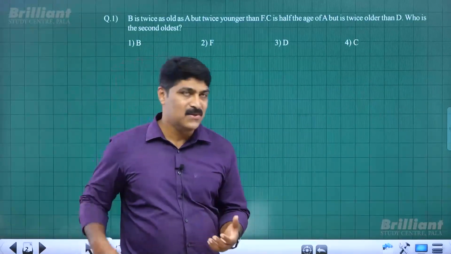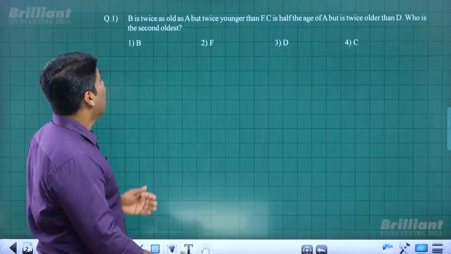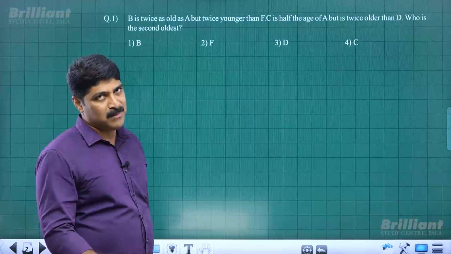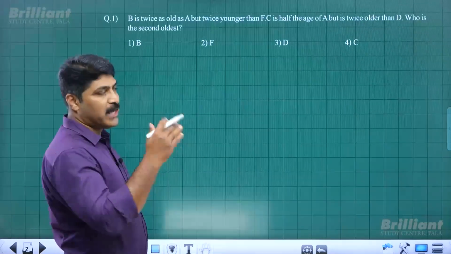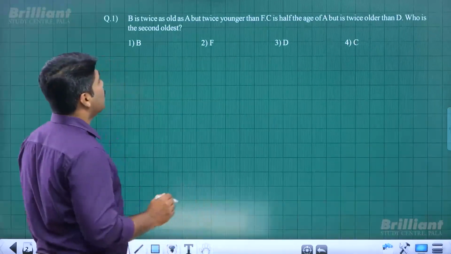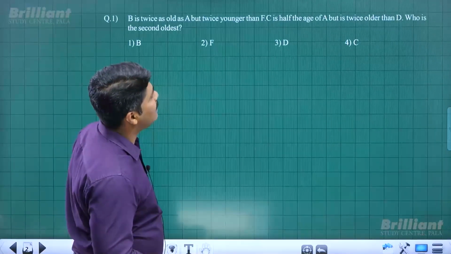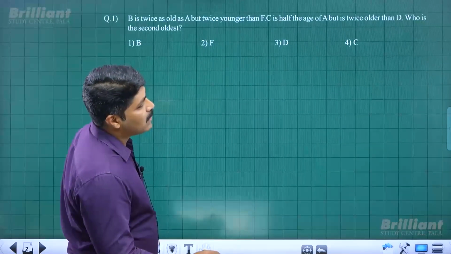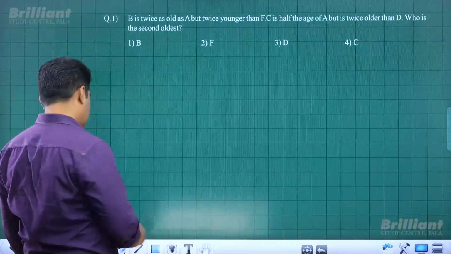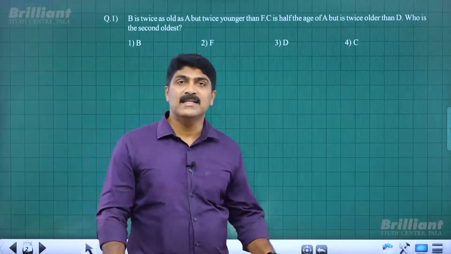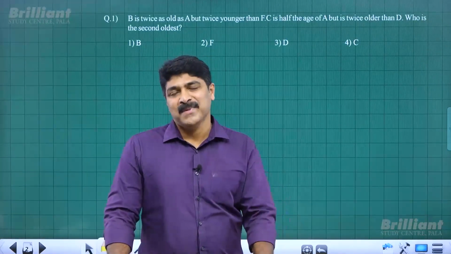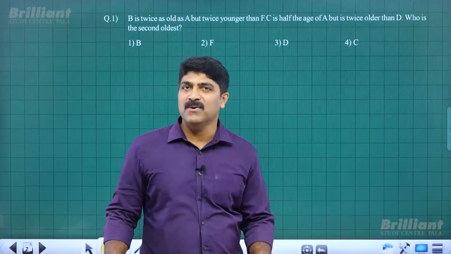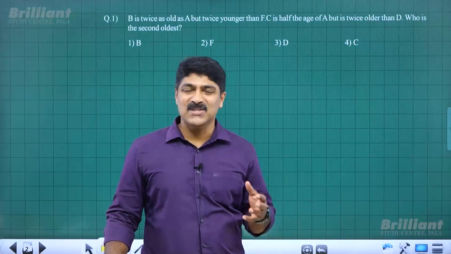So here our first question is an interesting question. B is twice as old as A. I hope you are all well aware of age problems. Then how can we consider such a type of age problem here? B is twice as old as A but twice younger than F. C is half the age of A but is twice older than D, who is the second oldest. So I will teach you how to start the assumptions for this type of question. While reading the statement, some of the students may be confused about the relationship between the ages of these persons.